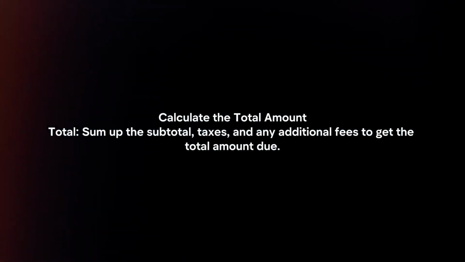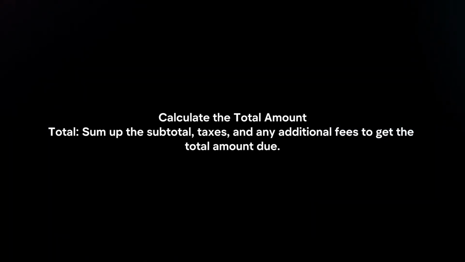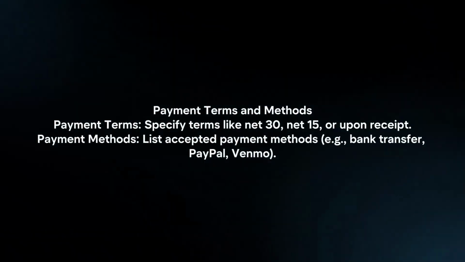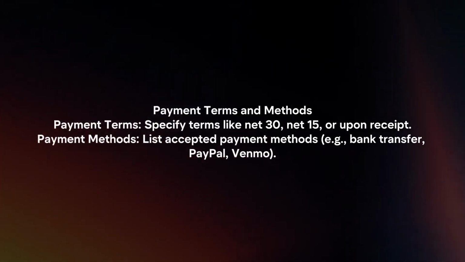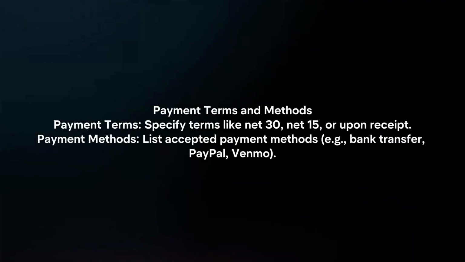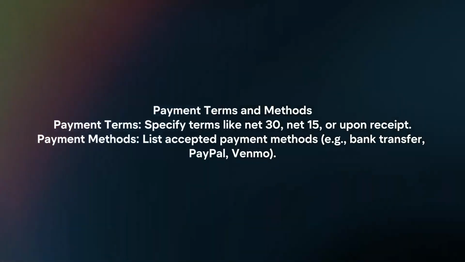Calculate the total amount. Total. Sum the subtotal, taxes, and any additional fees to get the total amount due. Payment terms and methods. Payment terms. Specify terms like net 30, net 15, or upon receipt. Payment methods. List accepted payment methods.